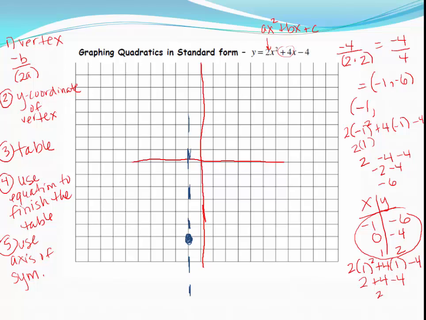0, -4. And since that's 1 square away, the other way is going to be the same. And then 1, 2 is right here. It's 2 squares away from my symmetry line. And there is an example of how you graph an equation in standard form. In my opinion, that's a lot of work.